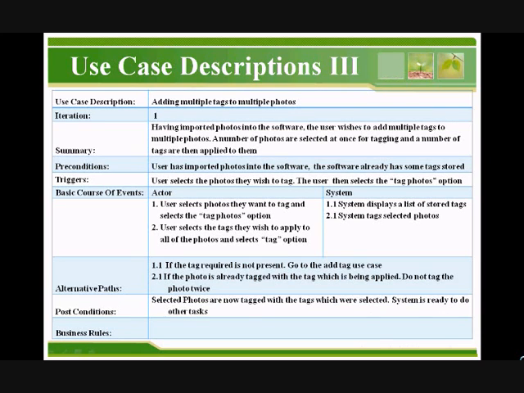The requirement of adding multiple tags to multiple photos is very important, especially in saving time. Instead of this use case description including removing and modifying multiple tags to multiple photos, we have split them up into 3 sections, and only chose adding for the description.